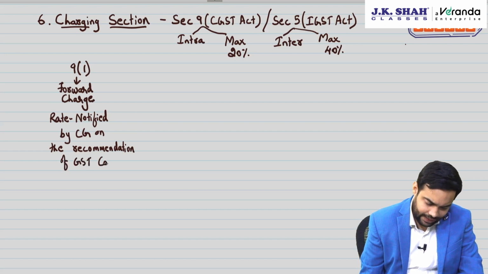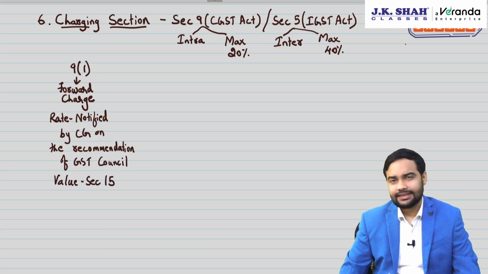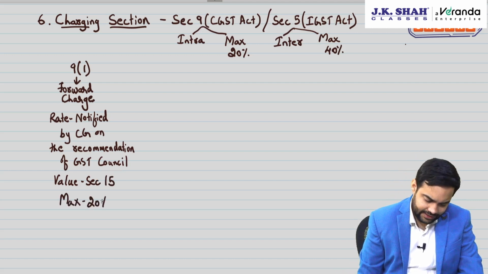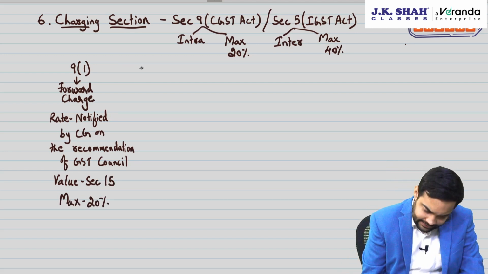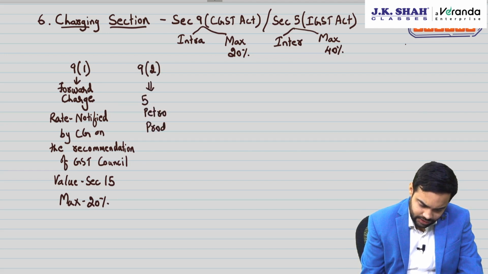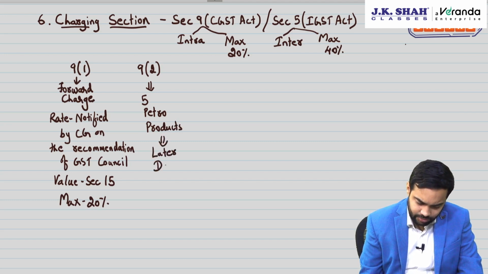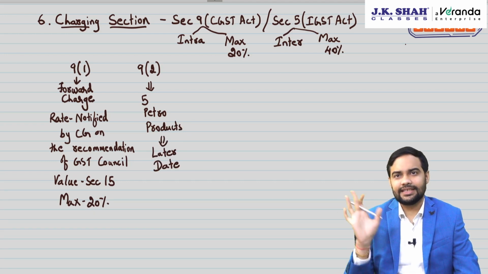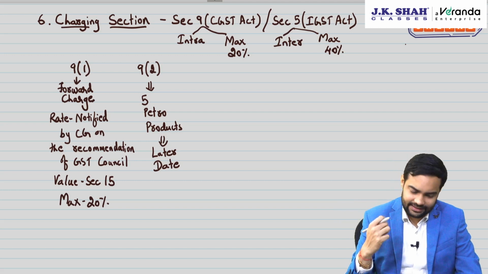It says value will be as per section 15 of CGST Act, and the maximum rate which is given in section 9 is 20%. 9 subsection 2 talks about 5 petroleum products, saying that GST on these 5 petroleum products will be applicable from a later date to be notified by central government on the recommendation of GST Council. So it can apply from a later date.